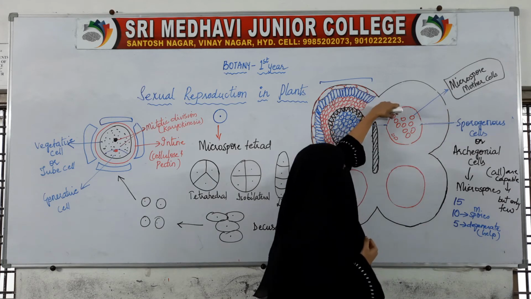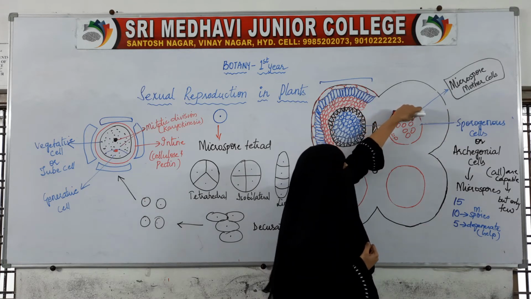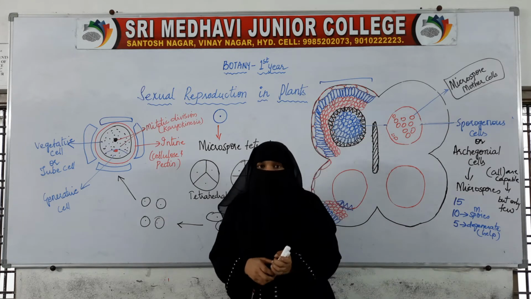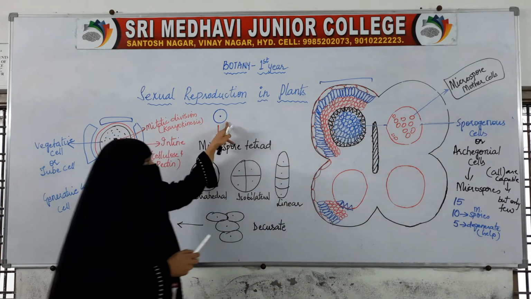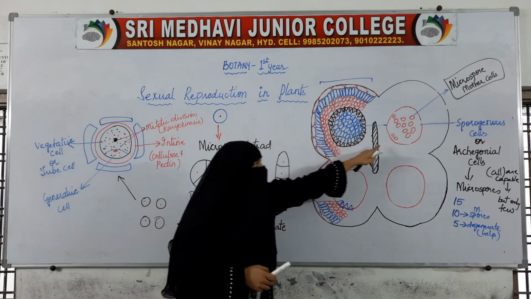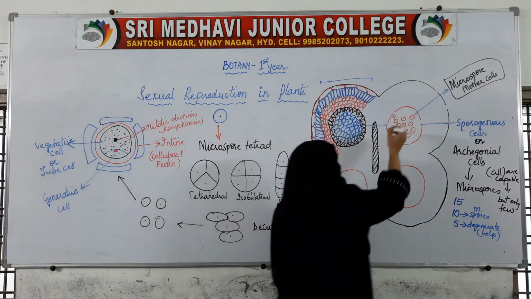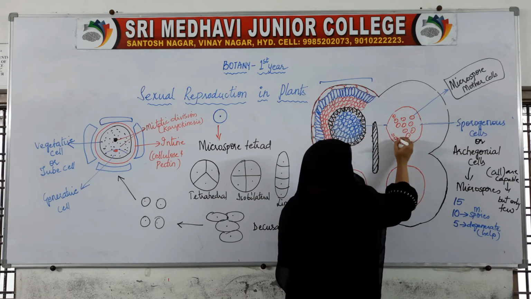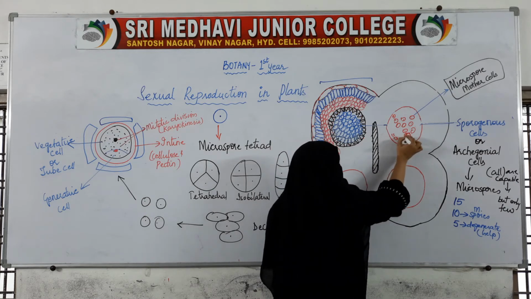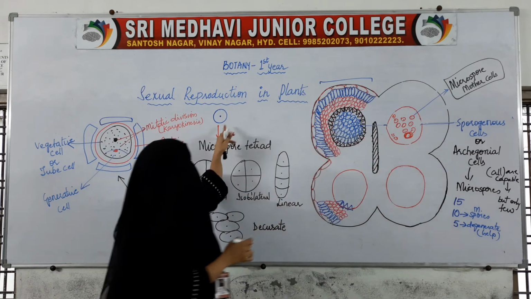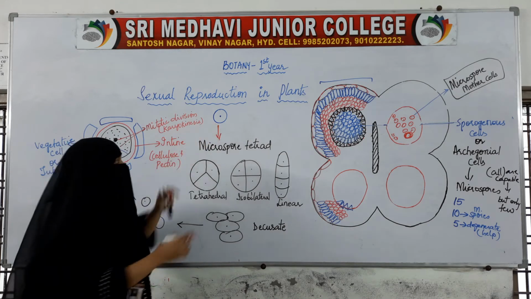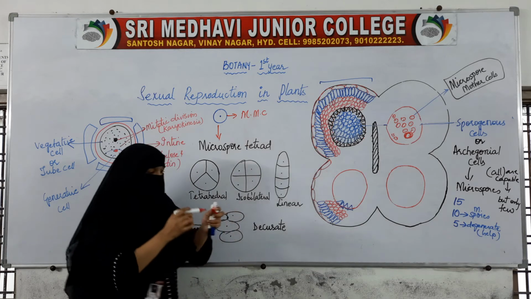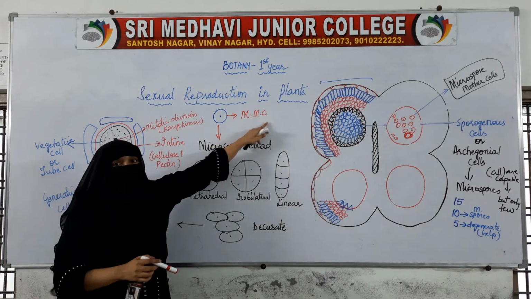This is one microspore mother cell, this is one microspore mother cell, this is one microspore mother cell. So the cells which will be producing microspores are called microspore mother cells. Many will be performing that process, but I am taking one. So I have taken this cell. This is nothing but the microspore mother cell, MMC.